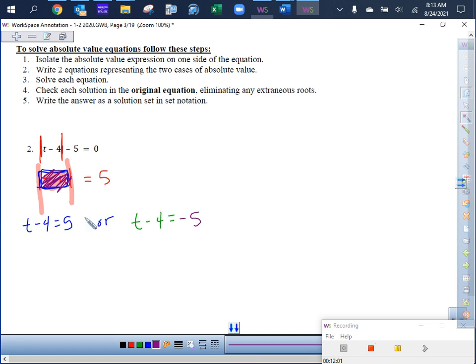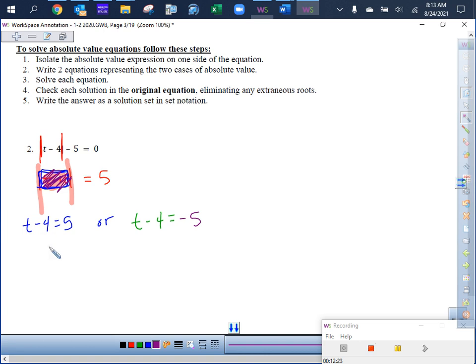Now, I need you to notice there are no bars. And those of you who try to cheat and save a step by just putting this t minus 4 equals 5 over here, and this one still has bars, you can't do that. You cannot solve an equation with absolute value bars in it. It is impossible. You have to get rid of the bars by saying this could equal 5 or this could equal negative 5. The two equations we are solving do not have bars anymore. It's weird, right? Algebra!